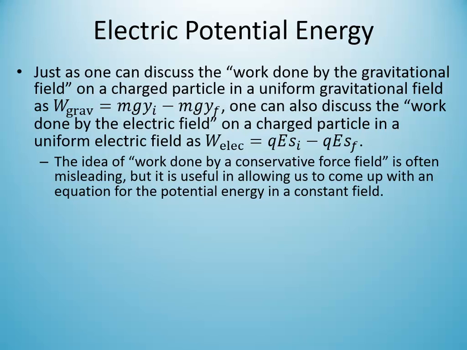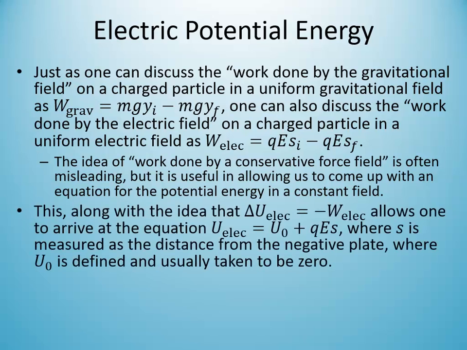But it's nonetheless useful in allowing us to come up with an equation for the potential energy in a constant electric field. So, remembering that the work done by a field is equal to the negative of the change in the potential energy in that field, that allows us to say that the potential energy of some particle in the electric field, the electric potential energy U, is equal to its potential energy at some particular spot, the spot we label zero, so its potential energy there will be labeled U sub zero or U naught, plus qEs, where s is the distance measured from what's usually a negative plate, where we're talking about the potential energy being zero.